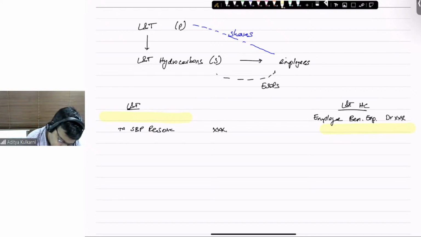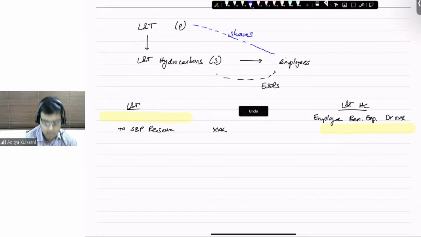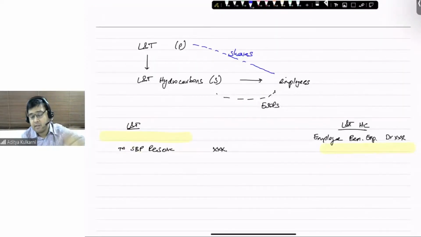Can I debit dividend? Can I credit dividend? Answer is no. Dividend is not an option because hydrocarbons is not holding shares in L&T. So hydrocarbons cannot say that you are giving me dividend. Okay, dividend can be taken only by a shareholder. The shareholder is L&T here. So L&T, what it is going to give is not dividend.